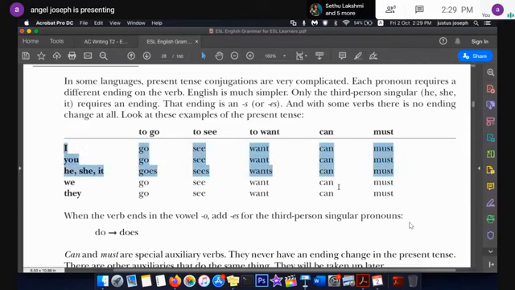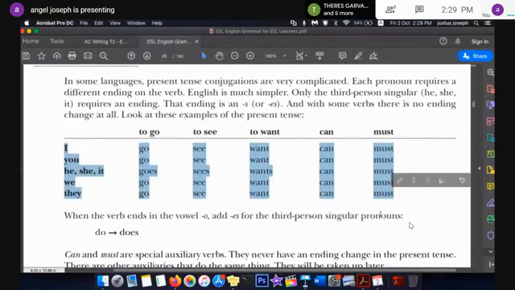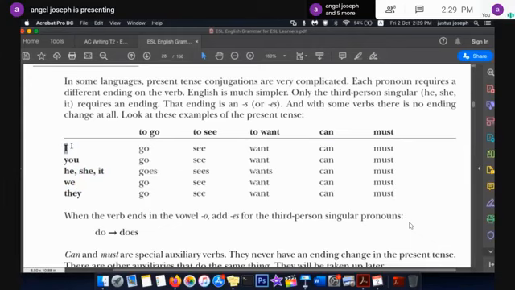Now, look at this table. I've just highlighted the table. So we are focusing on the table. Look at this I. If you want to say something like I go, what will you use? I go. Simple as that, right? There's no complication there. Again, I see, I want, I can, I must. Very simple things. Similarly, you go, you see, you want, you can, you must. That's how you make sentences.